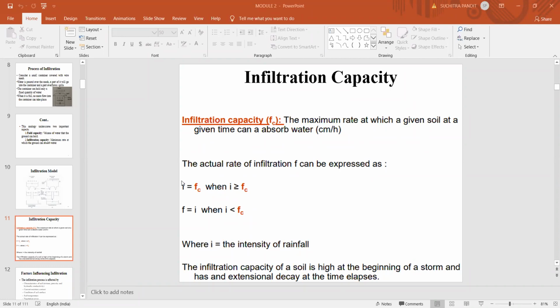So when the actual infiltration is equal to the field capacity, it is subject to the intensity of rainfall being greater than or equal to the field capacity. Similarly, the actual rate of infiltration f is equal to the rainfall when the intensity of rainfall is less than the field capacity, so whatever rainfall takes place will be equal to the actual rate of infiltration. If the intensity of rainfall is greater than the field capacity, then the infiltration rate will be equal to the field capacity.